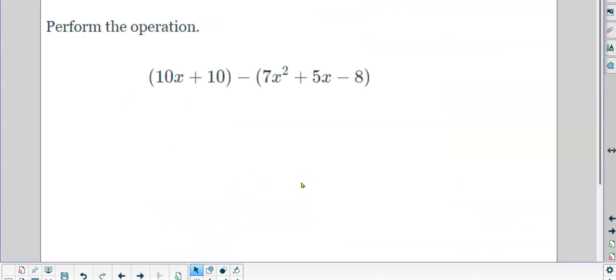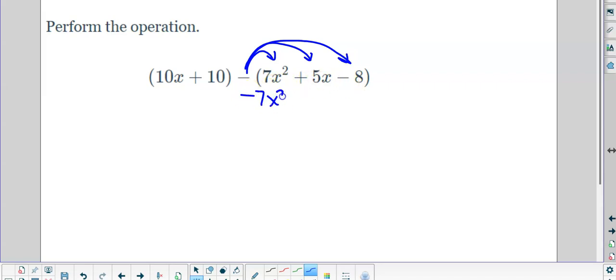So in this question we'll be subtracting, and that means that we're going to take this minus sign here and add the opposite, or distribute that negative sign to each of the terms here. So that's going to be negative 7x squared, negative 5x, and positive 8. And that's what we're going to add to the first polynomial.